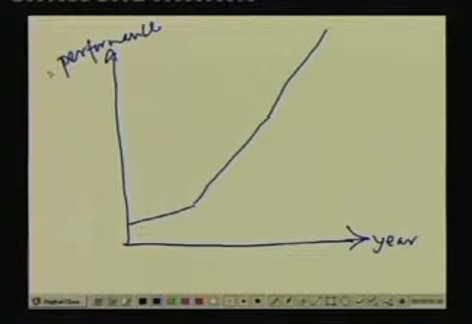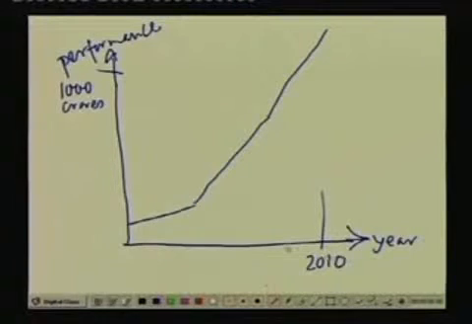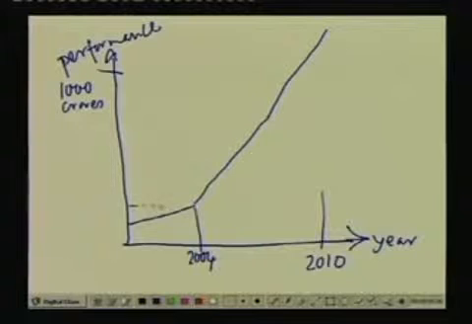So this is year versus performance of a particular organization. Now you can see here that this particular graph shows that suppose this is 1000 crores. Okay, and this one is 2010. So a similar graph suppose you see, then you tend to think that this particular organization is operating around 1000 crores. But the reality is, see, this is actually 2004, and this particular figure is say something like 50 crores.